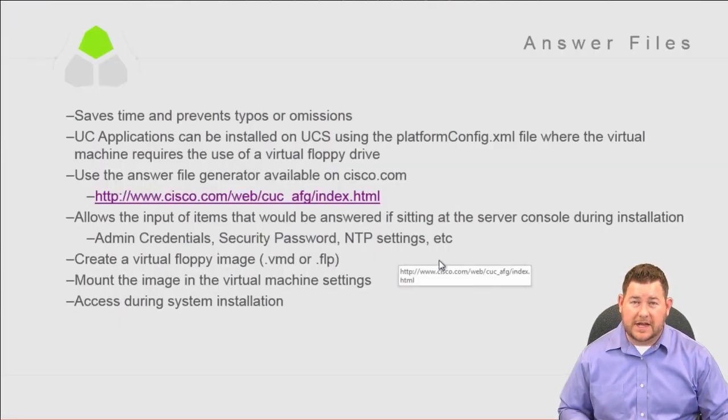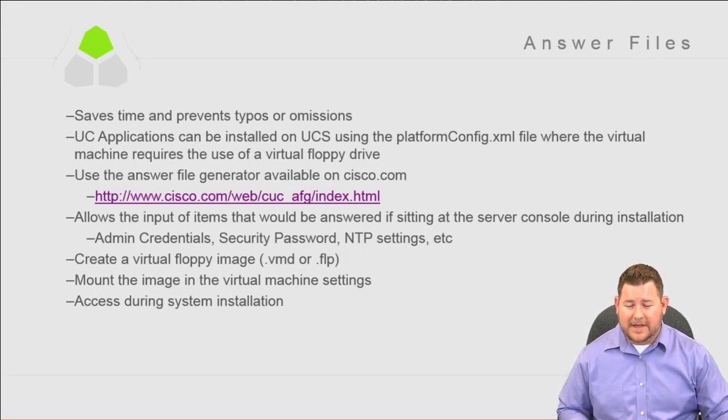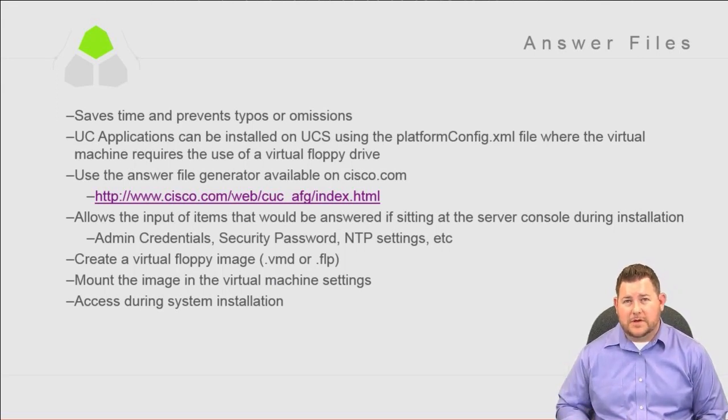Okay, so that's what the answer file is. Very useful to save time. Helps out a lot for sure. So the next line here allows input of items that can be answered, of course, during that install setting. You can create a virtual floppy image, which is a VMD or FLP extension, as if you needed another acronym to remember. But that will be the extension of the file that will be used to generate this on the VMware side. You mount the image in the virtual machine settings, and then you access that image during system installation. So it'll ask if you have an answer file, and then you can just provide that via the floppy drive, and that's it. Not much to it other than that.